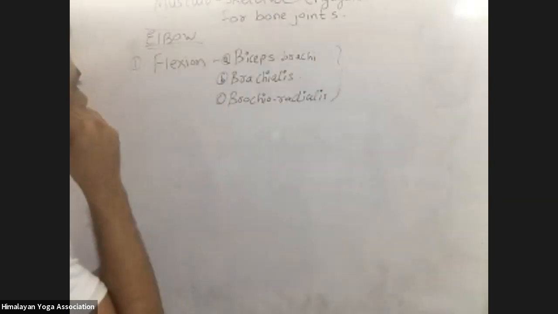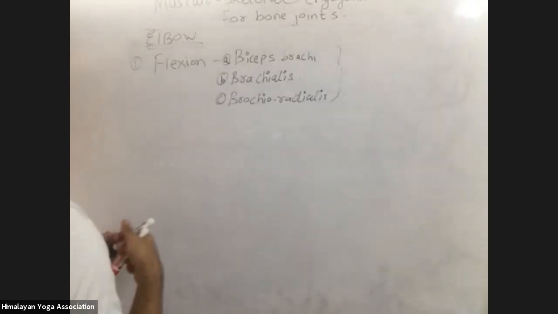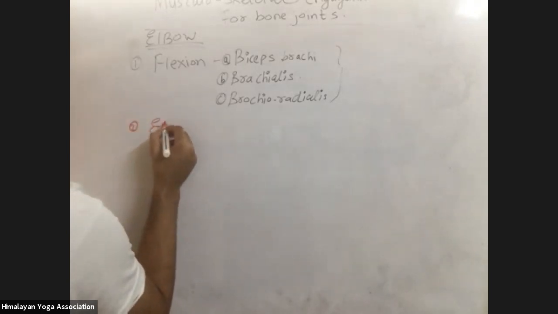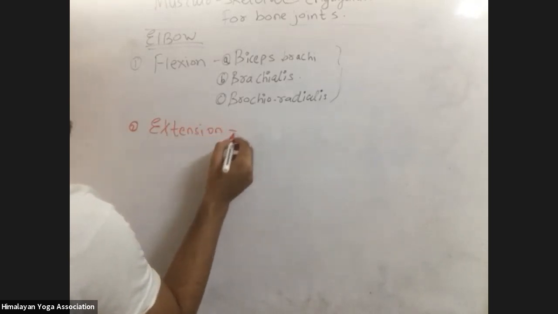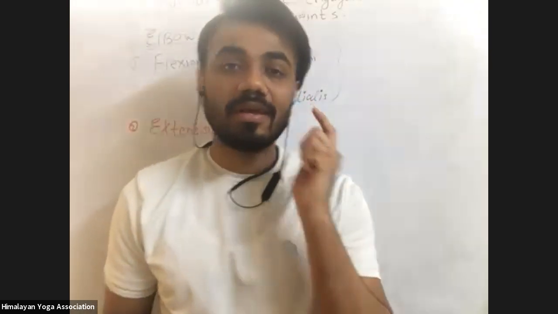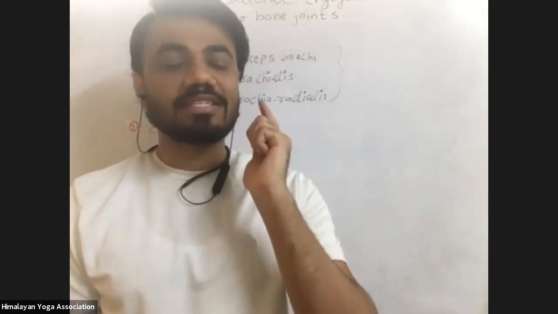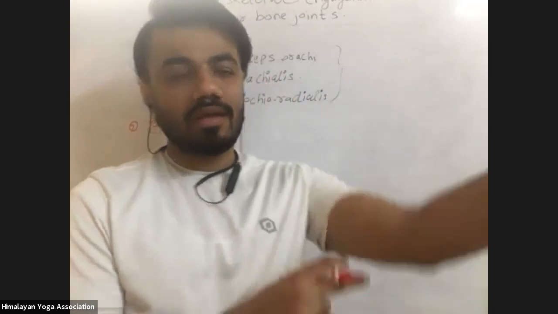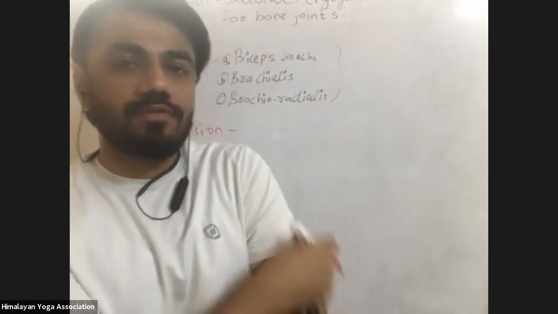Then we have the elbow extension. Now, you tell me, this is a question for you actually. Elbow extension: which muscle will be getting engaged? Which muscle is at the back of our upper arm? So we have triceps muscles, and anconeus, a small muscle in our elbow. The first will be triceps.